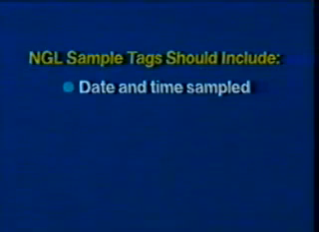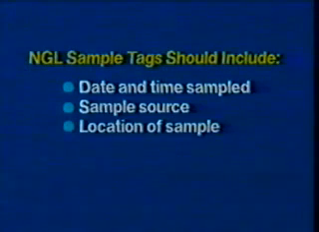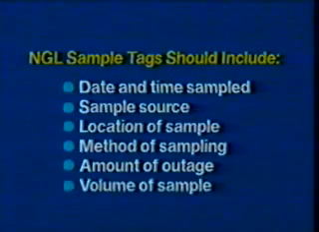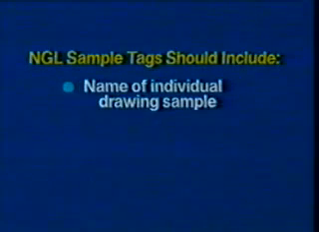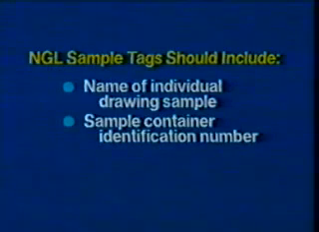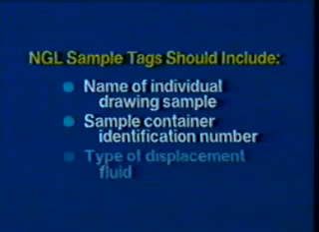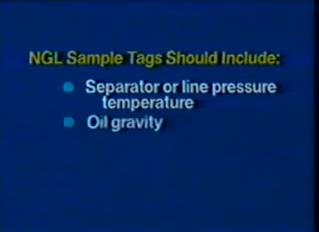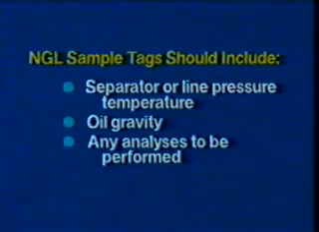As with gas samples, all liquid samples must be identified. The typical data needed for tagging liquid samples include the date and time sampled, the sample source, the location of the sample, a well, plant, or lease, the method of sampling used, amount of outage, volume of the sample, the name of the individual drawing the sample, the sample container identification number, type of displacement fluid, the separator or line pressure, temperature, oil gravity, and any analyses to be performed.